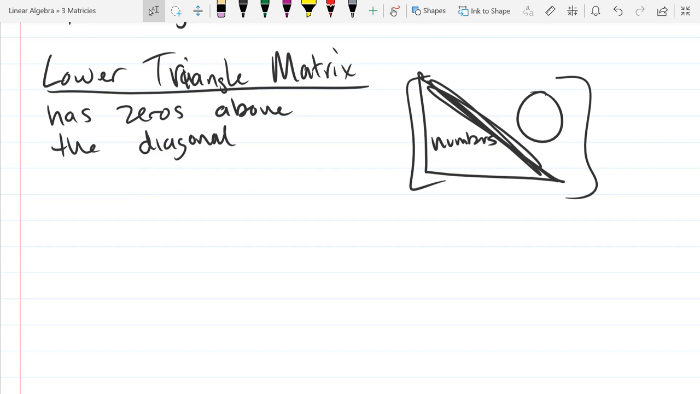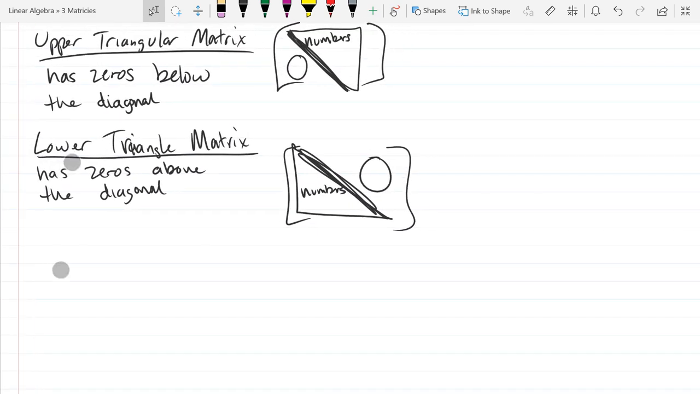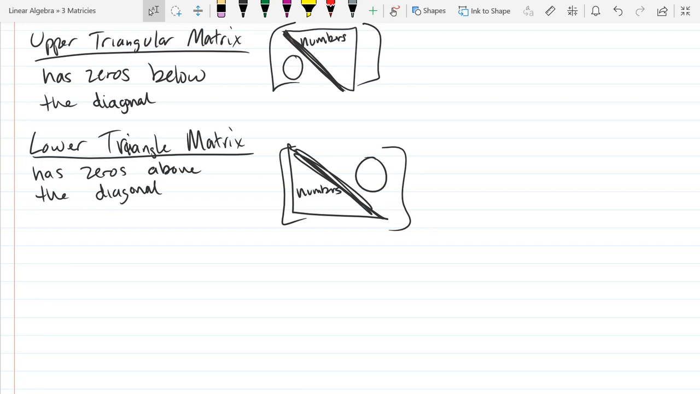So an LU factorization, well, the letter L stands for lower triangle matrix, and the letter U stands for upper triangle matrix. So what we're going to do is factor a square matrix into a lower times an upper. That's what we're going to be doing. So LU factorization.